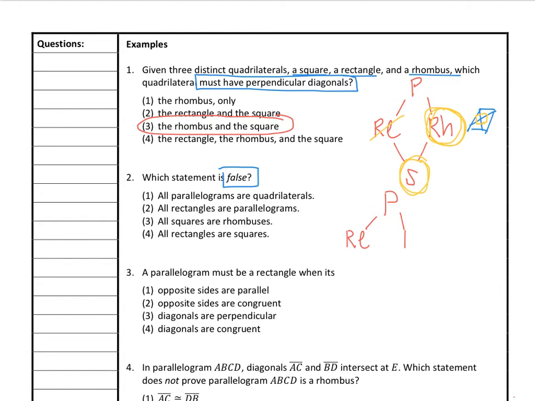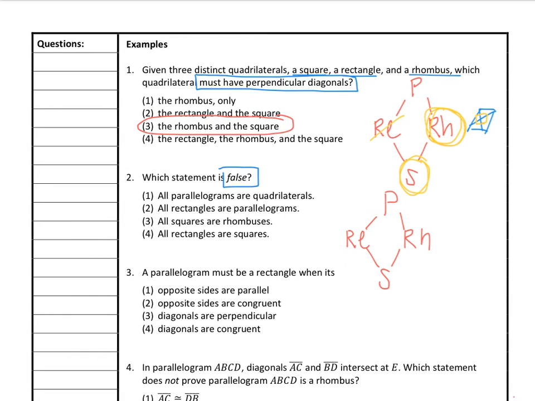Rectangles, rhombus, oh, what happened to that? And square. Okay, so again, like we've talked about, if I am a square, that means I have all the characteristics of a rhombus, a rectangle, and a parallelogram. But say I'm a rectangle, rectangles are not squares because squares have extra things that rectangles don't.